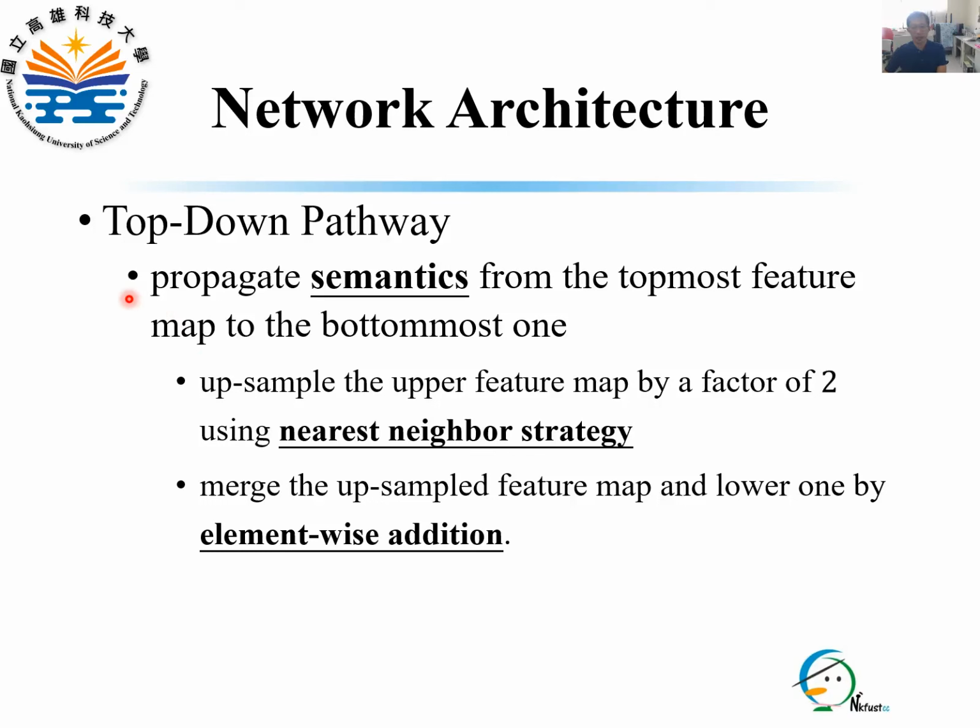Finally, top-down pathway propagates semantics from the topmost feature map to the bottommost one by sequentially performing 2 steps from top to bottom. The first step is to upsample the upper feature map by a factor of 2 using nearest neighbor strategy. Then, the second step is to merge the upsampled feature map and the lower one by element-wise addition.